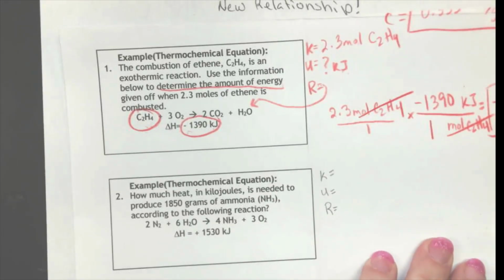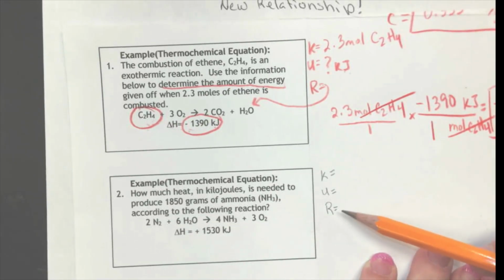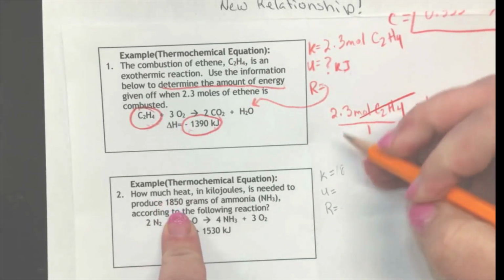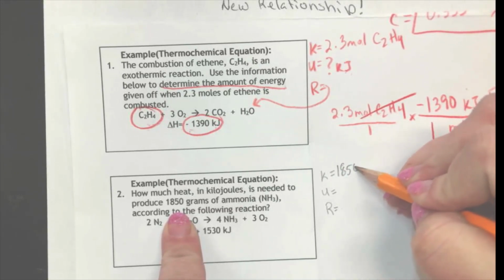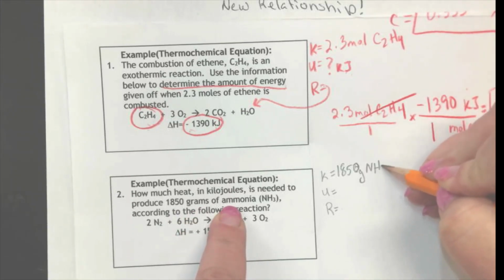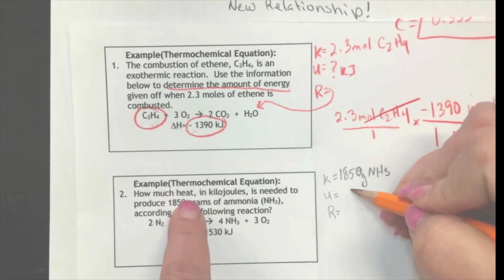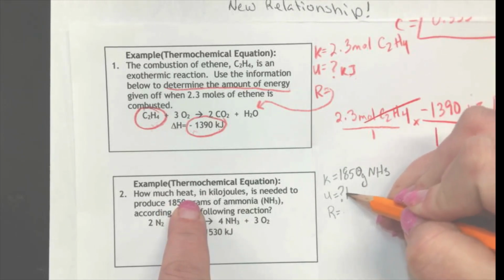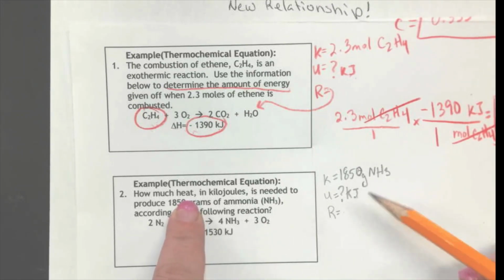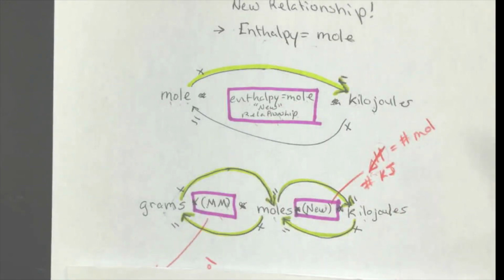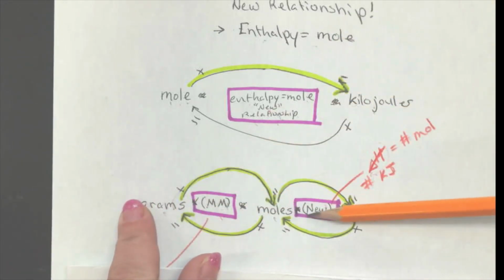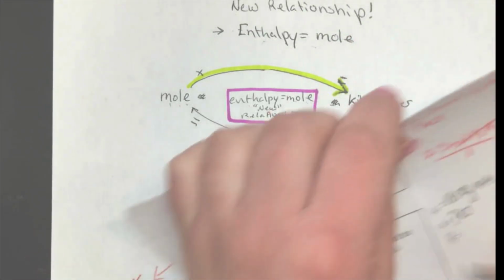So remember, we need to find our knowns and unknowns before we can even determine how many relationships there are. The known in this question is 1,850 grams of ammonia, which is NH3. And our unknown is how much heat, and specifically in kilojoules. That's the unit we're looking at. So now we know we're going from grams to kilojoules, and when we look back at the relationships for planning on this, grams to kilojoules involves 1-2 relationship. So this is going to be a 2 relationship problem.